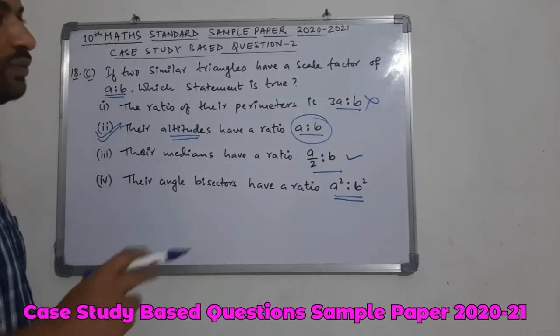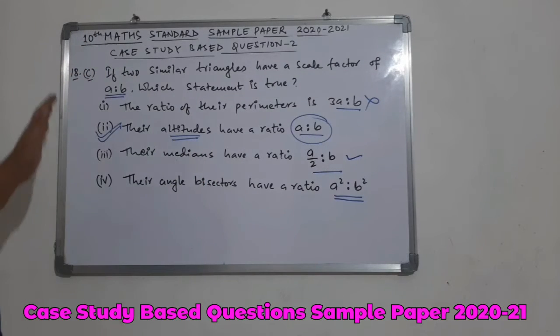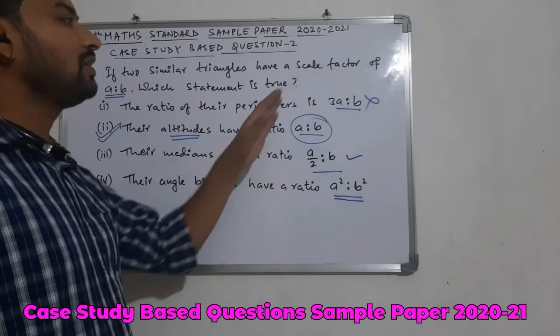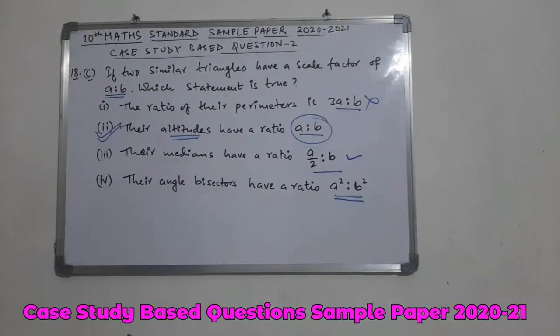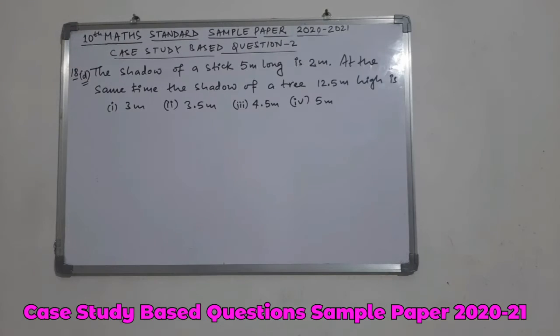The ratio of altitudes in two similar triangles is always the same as the ratio of their sides, which we define as the scale factor. So here the second option is correct. Their altitudes have a ratio A ratio B. So let us come to the next question, 18D.